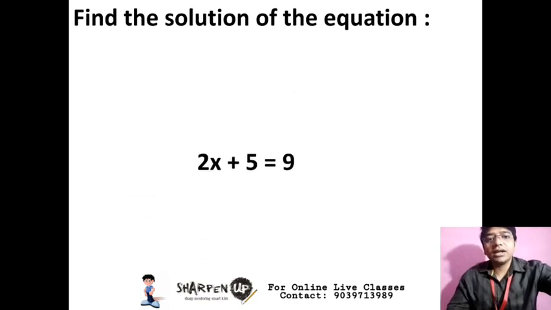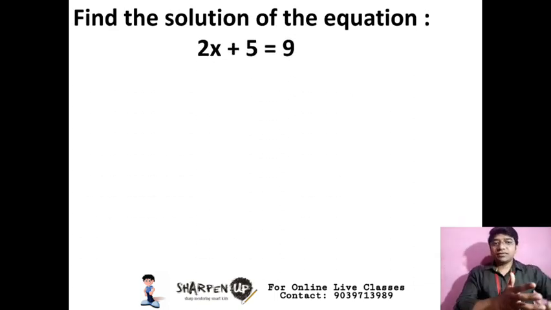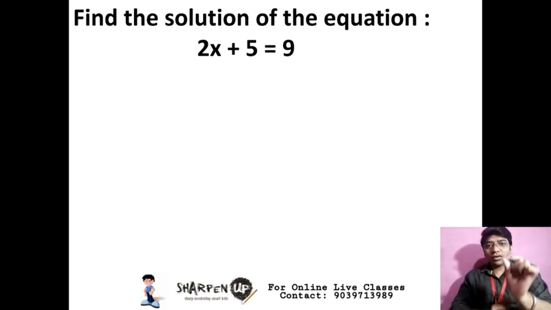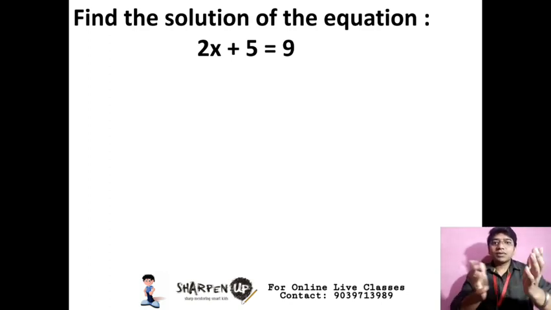So let's start with, suppose I have an equation like 2x plus 5 is equal to 9, and we have to find the solution of this equation. Whenever we have to find the solution, we will find the value of that variable. So what is the variable in this equation? X. So we have to find the value of x. By using the balancing method, we will eliminate all the constant values and the coefficient of the variable. And if I eliminate all these things, I will get the value of x.